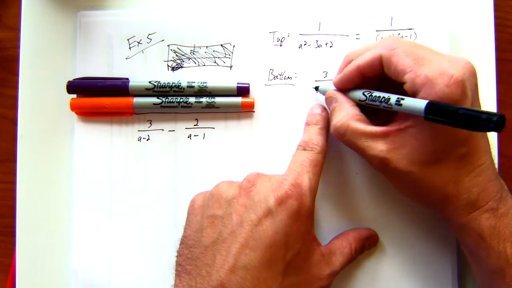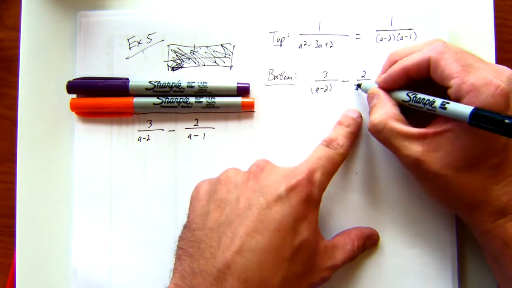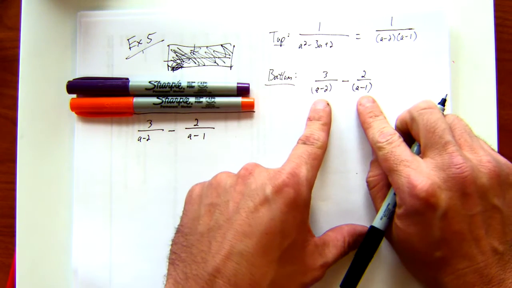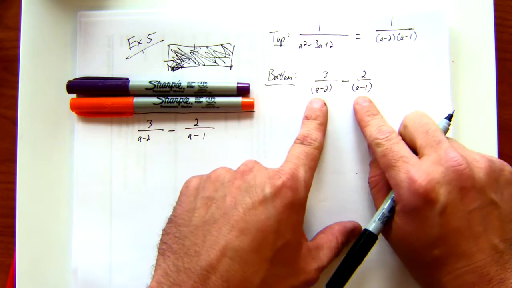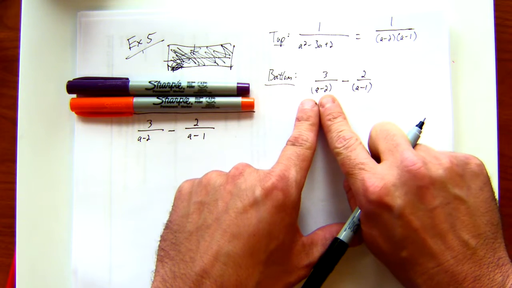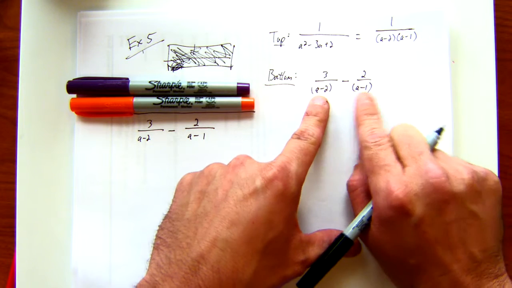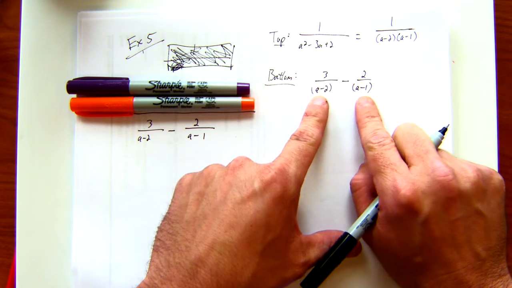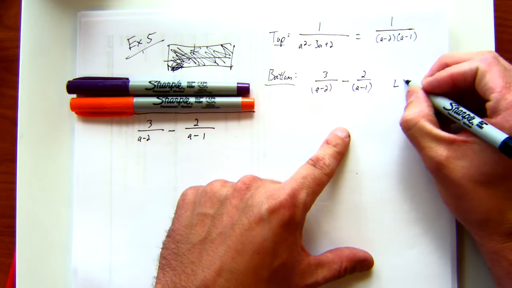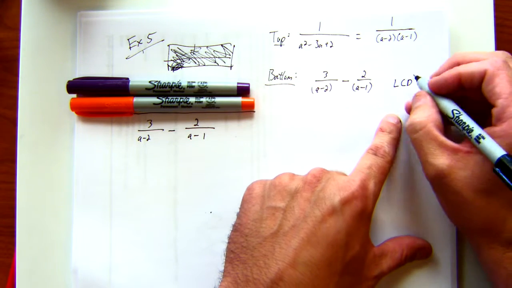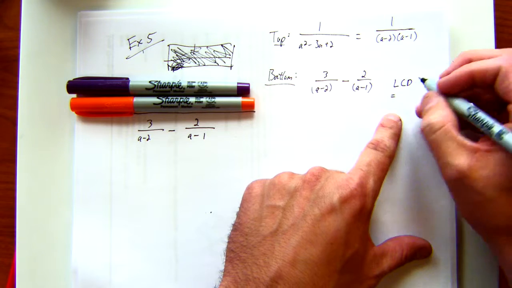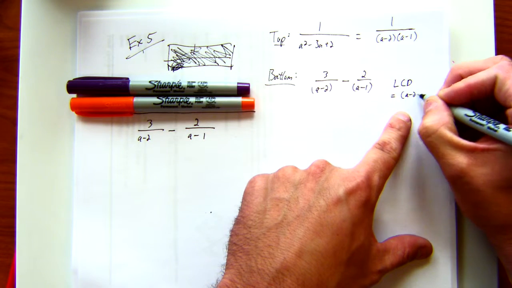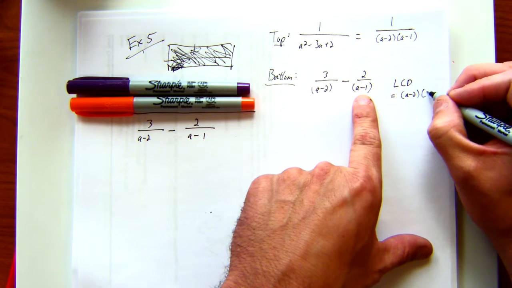Yeah, so notice the bottom of each one is a binomial, right? So my common denominator is going to be, well, this binomial has to be in the denominator, but also this one will also have to be. So my common denominator, remember on Tuesday I was writing it this way, I was identifying my LCD is going to be a minus 2 times a minus 1.